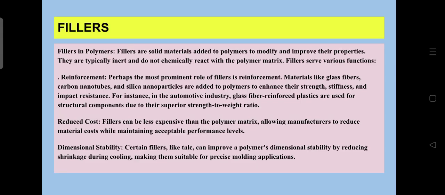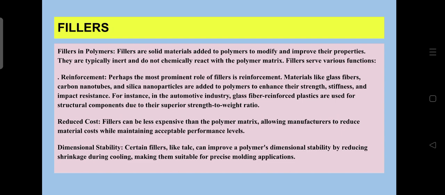The first type of additives are fillers. The fillers are the solid materials that are added to polymers to modify or improve their properties. There are three important phenomena by which the fillers can be very beneficial for polymer processing technology. The first one is they can reinforce the polymer properties by enhancing their strength and stiffness and also the resistance of that particular polymer.